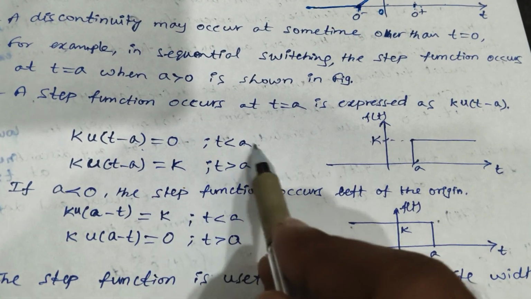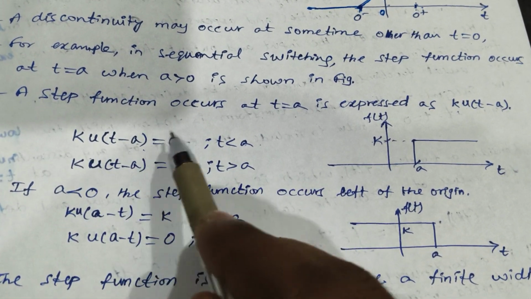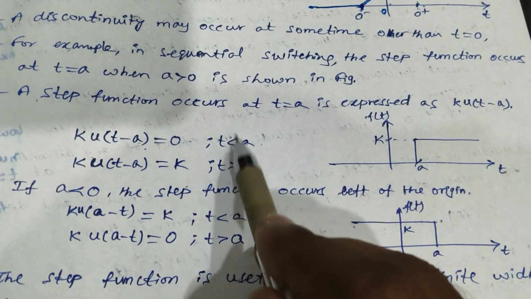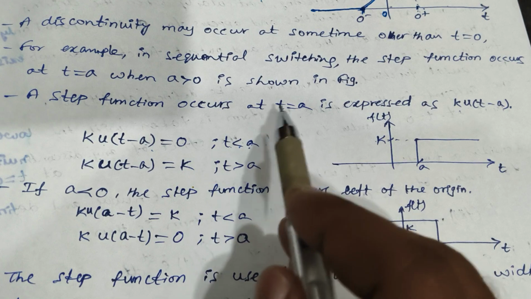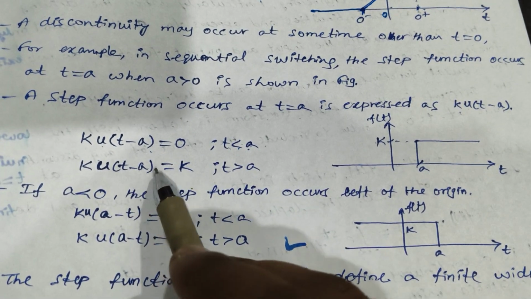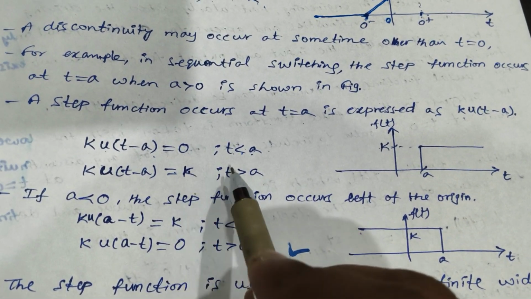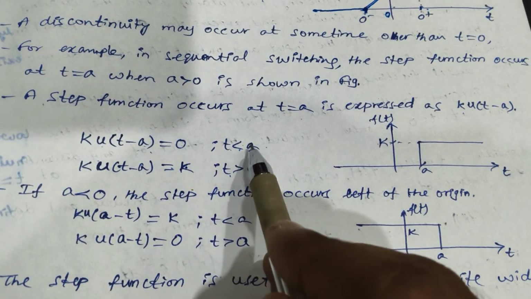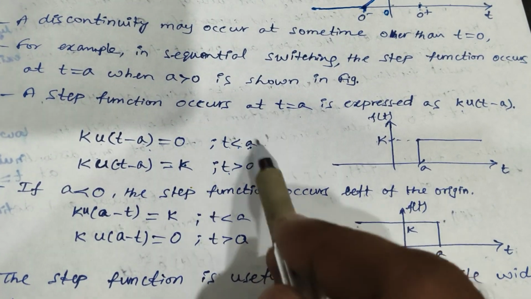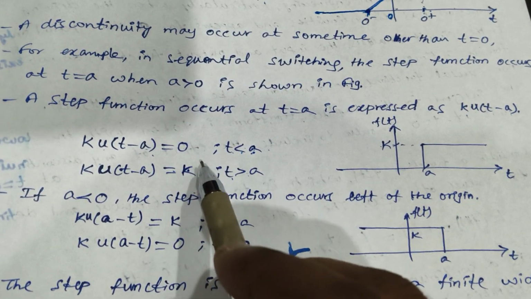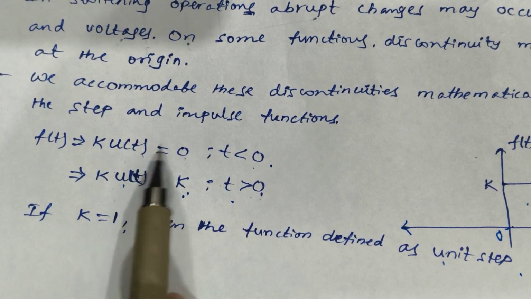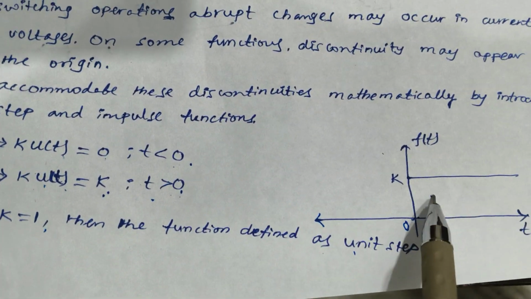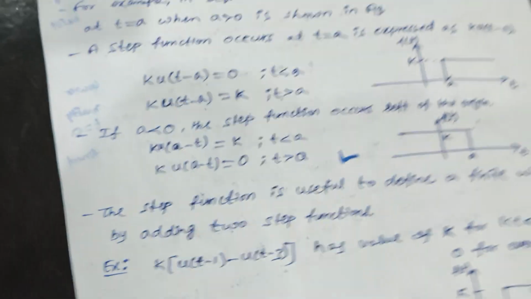If we keep a is equal to 0, k into u of t is equal to 0 for t less than 0. It is just similar to the k into u of t function, right? So k into u of t minus a is equal to k when t is greater than a. If you substitute a is equal to 0, you get the previous equations. That's what we are getting, and we'll get functions similar to this waveform figure.